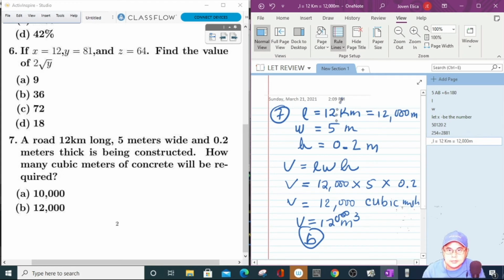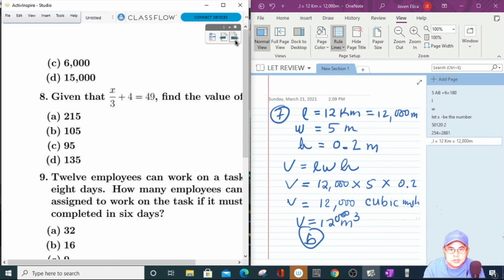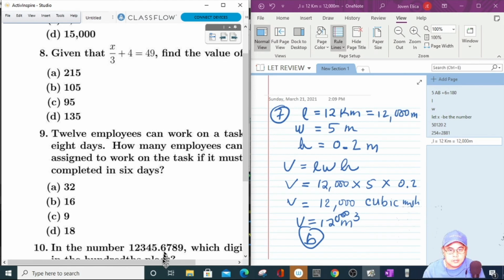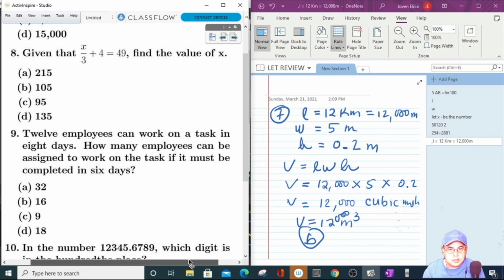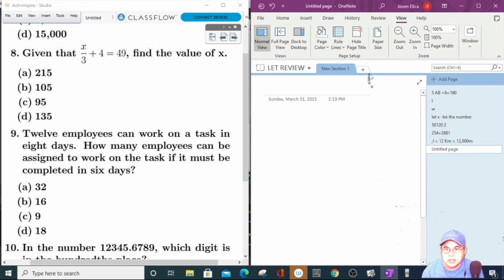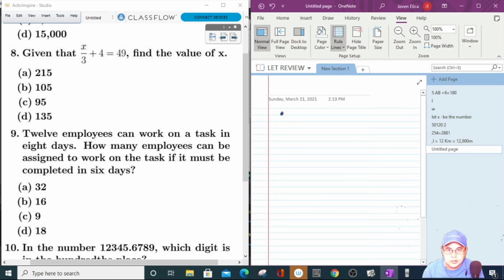All right, so that's number 7. Let's proceed to number 8.